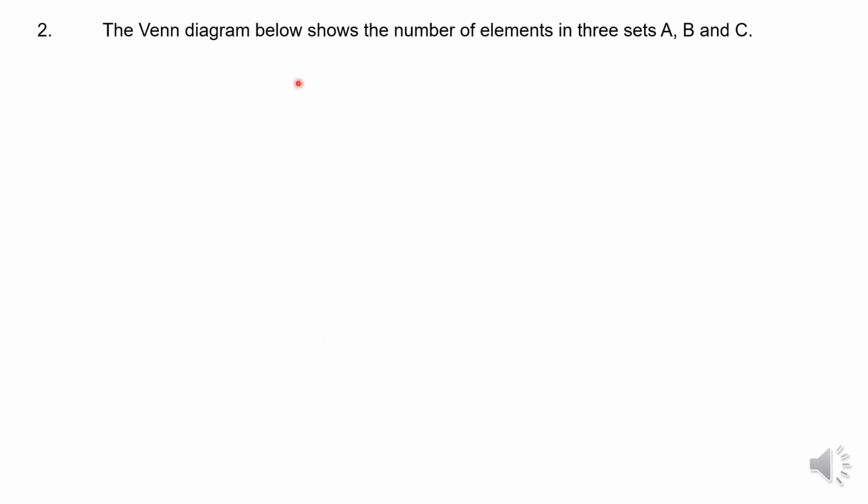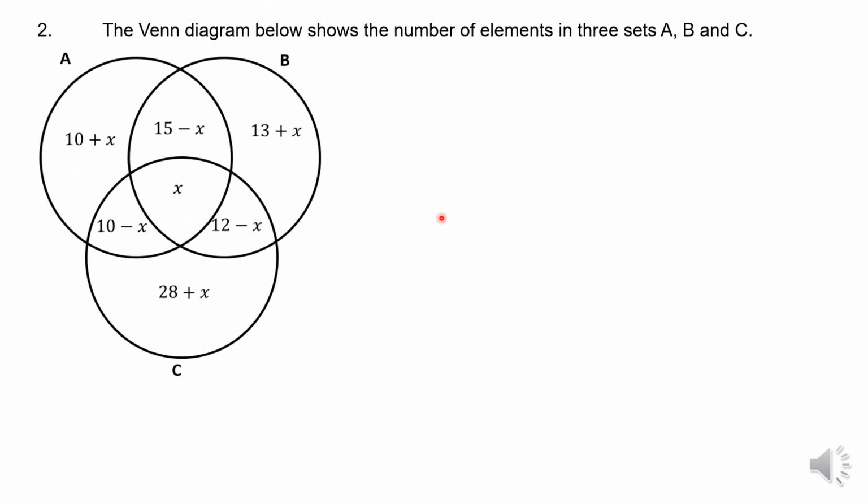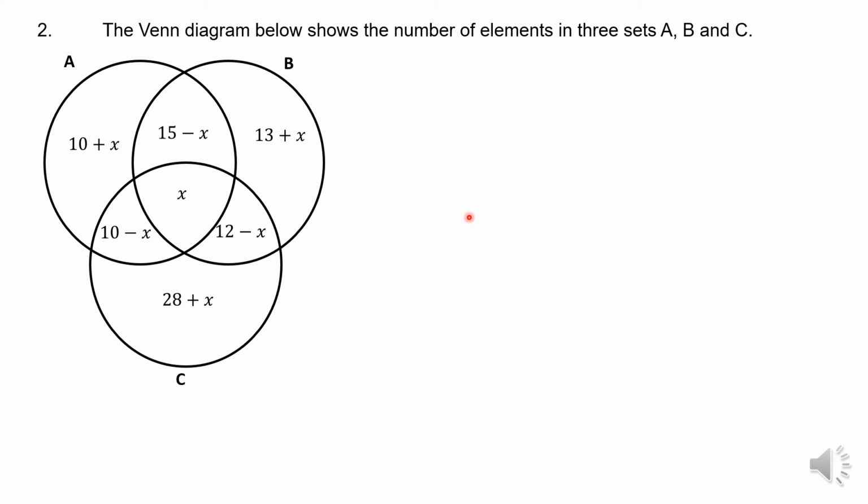Question 2. There is a Venn diagram here, and it shows the number of elements in 3 sets. You have got set A, B, and C. So from here, we are told that the number of elements of all these 3 sets, you can also see it is not in a rectangle. It doesn't matter because there's no other element outside. So all of this should equal 93.